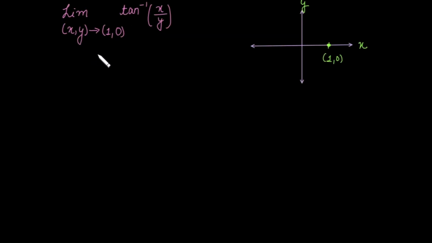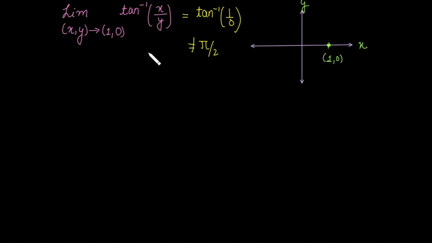Now we are in a position to find the limit of this function, that is tan inverse of x by y whenever (x, y) approaches the point (1, 0). If we substitute directly, we are getting tan inverse 1 by 0. However, we should not say that this limit is equal to pi by 2.